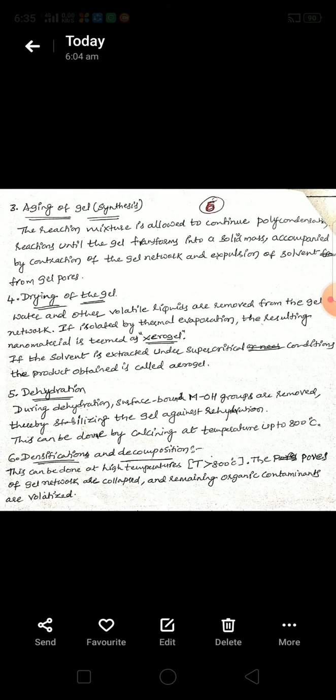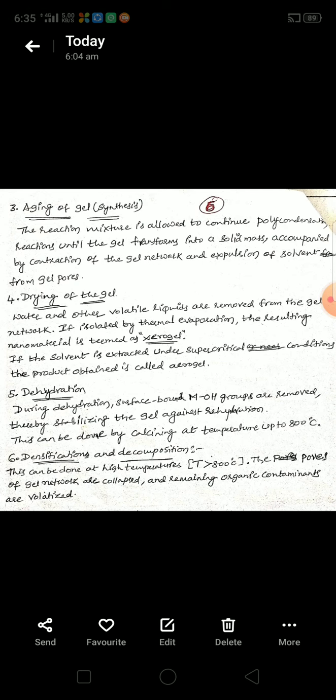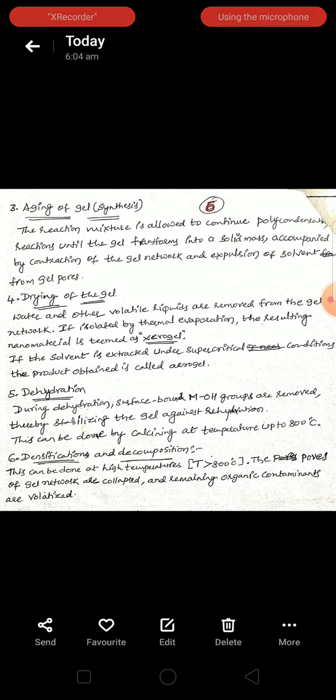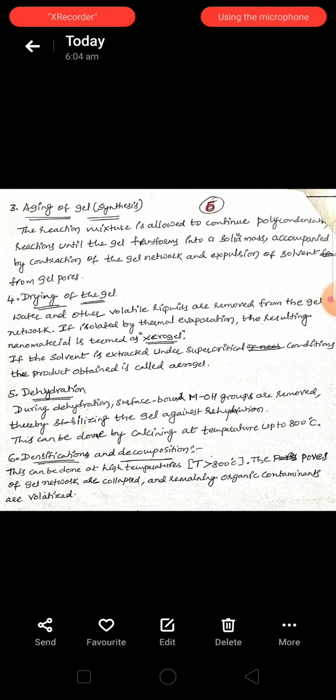In this step, if any MOH groups are bonded with the gel network, those can be removed. Surface bound MOH groups are removed by the calcining process. Calcining is the method in which the gel is heated up to 800 degrees centigrade. When you heat the gel up to 800 degrees centigrade, any bound MOH groups can be removed in this step. In the last step, densification and decomposition.